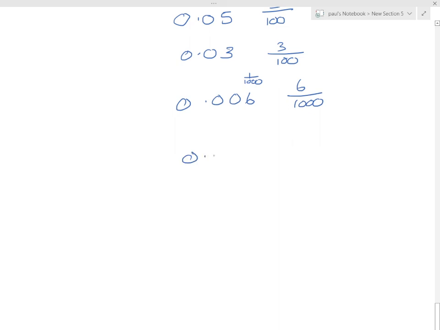Now, what happens if we've got two numbers in there instead of just 0, 0? So 0.24. Now this is in the tenths column, so we've got 2 tenths. This is in the hundredths column, we've got 4 hundredths. So we'd look at the last number only. The last number determines the denominator of the fraction, the number underneath, which is over 100. And we take all the numbers now and go, we've got 24 hundredths.